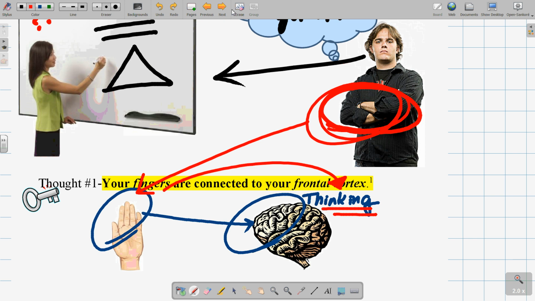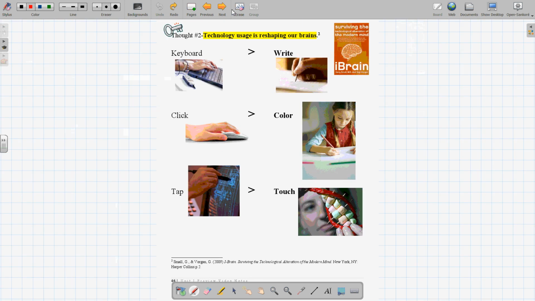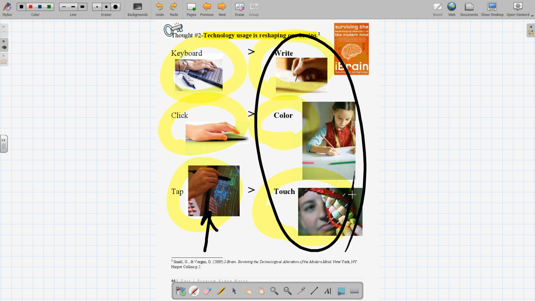Key thought number 2. Because the way we use our hands has changed, the way we're thinking has changed. We keyboard more than we write. We click on stuff more than we color physically. We tap on screens more than we actually touch physical things in reality. And because we're doing more of this and less of this, it is changing the neurology in our brain, the way we process information. And for the most part, in a more negative way.